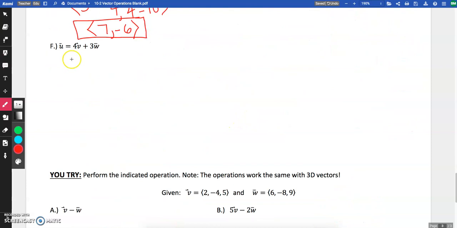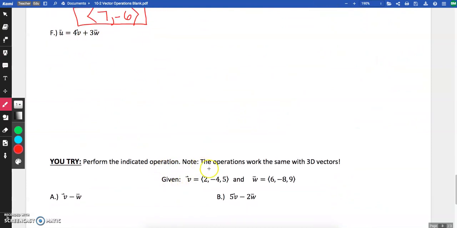So I want you to try F on your own, and then also try the last one. It's just 3-dimensional. The operations work exactly the same way. So when you're subtracting, you would do 2 minus 6, -4 minus -8, 5 minus 9. Pretty straightforward. So try those, pause the video, and then play it when you're done and check your answers.